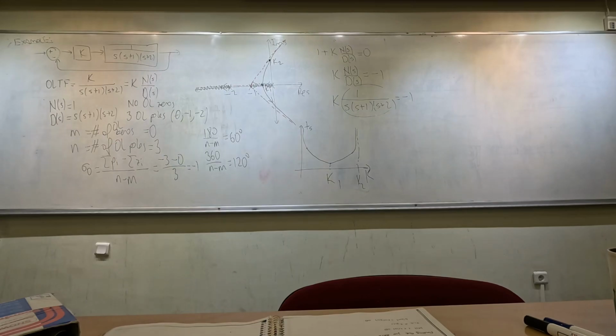Or I can ask you the following question. For which k values does the step response of the closed loop system show no oscillations at all? For which k values? From 0 to what?